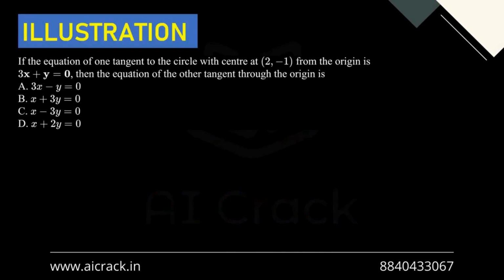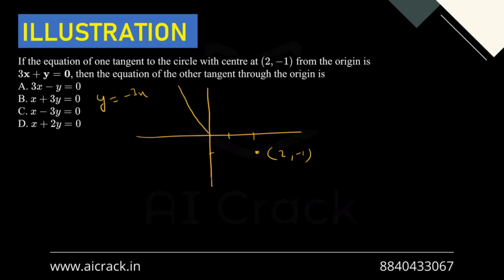If the equation of the tangent to the circle with center at 2 comma minus 1 from the origin is 3x plus y equals 0, then the equation of the other tangent through the origin is, okay. So we have this coordinate axis, and center is 1 distance, 2 distance, and minus 1 distance over here. Center is at 2 comma minus 1. Now there is this line which is also tangent to the circle, that is y equals minus 3x. So that would be something of this sort.